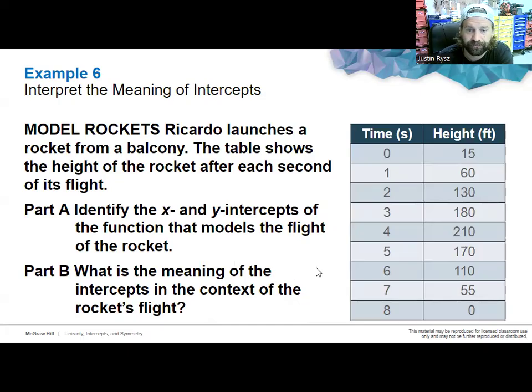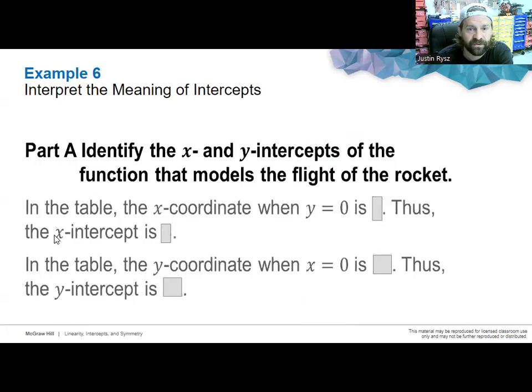Let's pause the video. Let's check our work. So if we're looking at that graph here, the x-coordinate is when y equals 0. So that is right at 8. So the x-intercept is at 8 or 8, 0. All right. The y-coordinate is when x equals 0. So when does x equal 0? That's at 15. So the y-intercept is at 15.